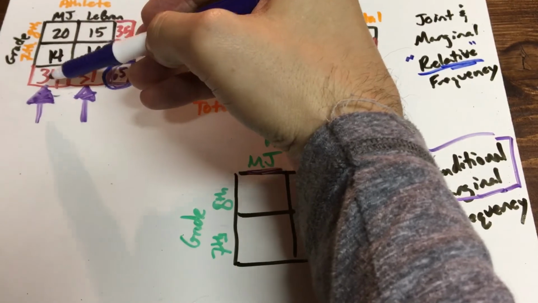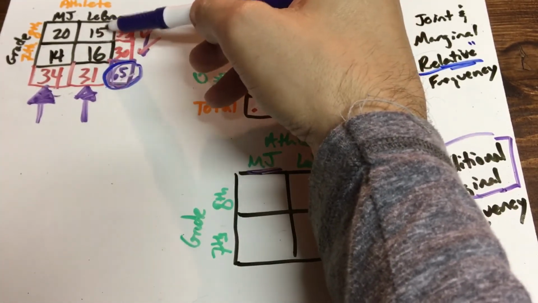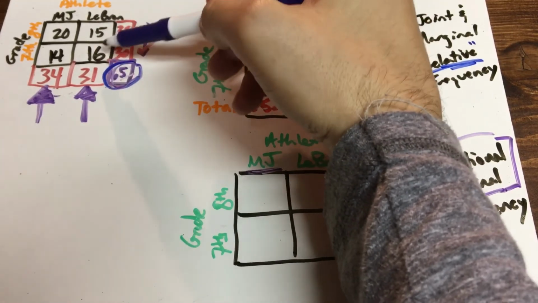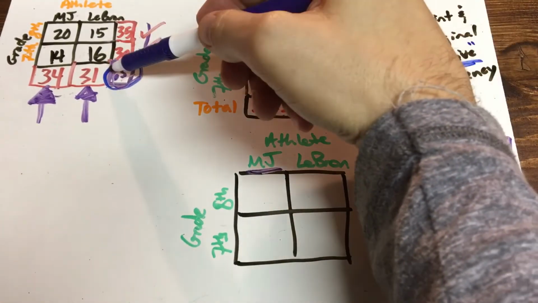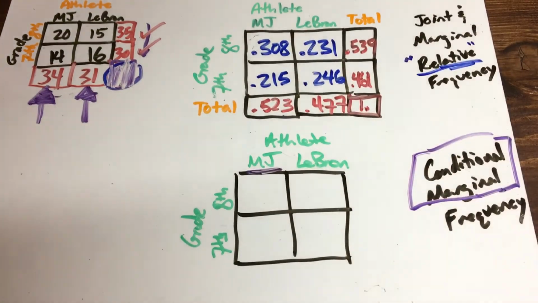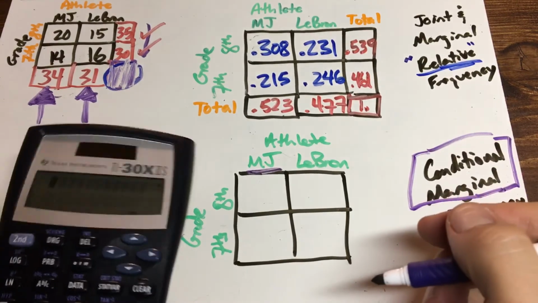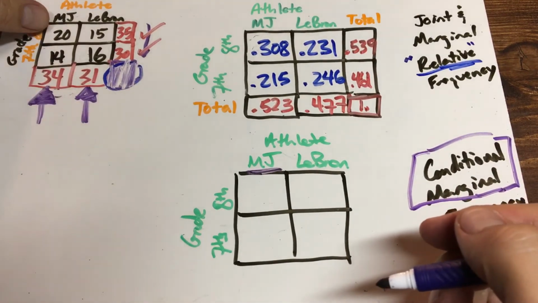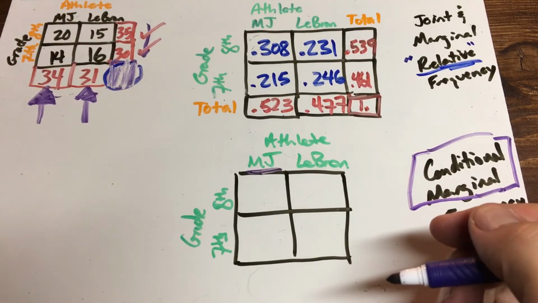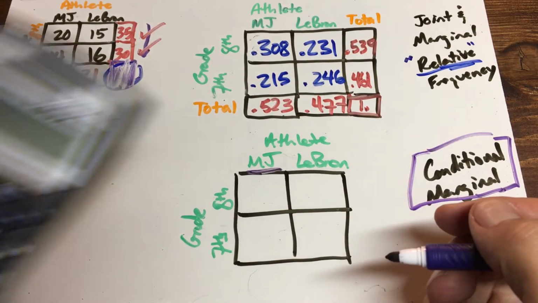So I'm going to do 20 divided by 34. I'm going to do 14 divided by 34. When I get to LeBron, I'm going to do 15 divided by 31, and I'm going to do 16 divided by 31. So this number right here, the 65, I'm just going to scratch it out just so it doesn't mess me up. I don't even use that anymore. I'm not doing the total. Now I'm just going to say, okay, for the people who picked Michael Jordan, what percent were 7th graders and what percent were 8th graders? Because we had 34 students who said Michael Jordan was their favorite.